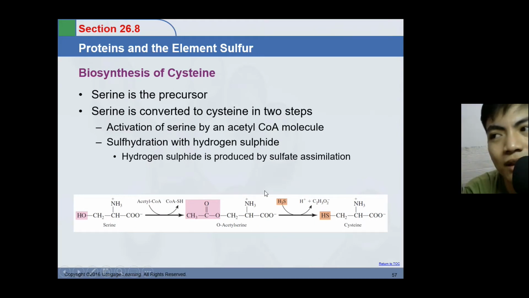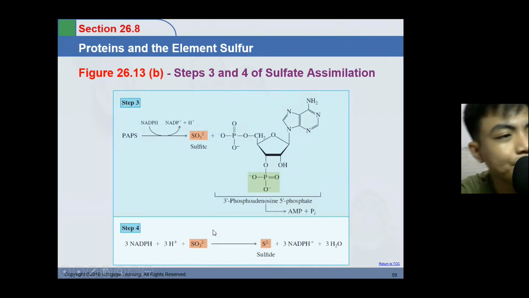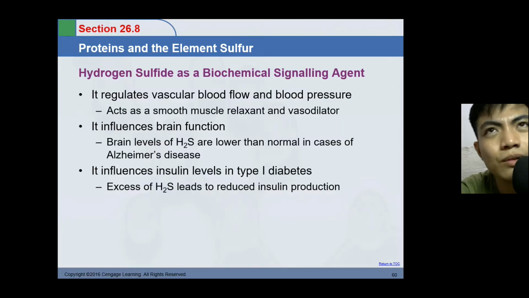So, from sulfate, it will eventually become sulfite after two steps, and that sulfite can be further reduced into sulfide ion. And the sulfide ion, together with the protons in the body, can be converted to H2S. And then the H2S is needed in the production of cysteine in our body. So what is the purpose of H2S? It is not automatically removed right away from our body.